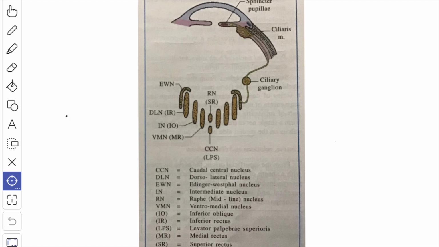Here you can see these are the paired segments of the nucleus. They supply the extraocular muscles ipsilaterally. But the caudal central nucleus and the raphe nucleus supply the muscles bilaterally.